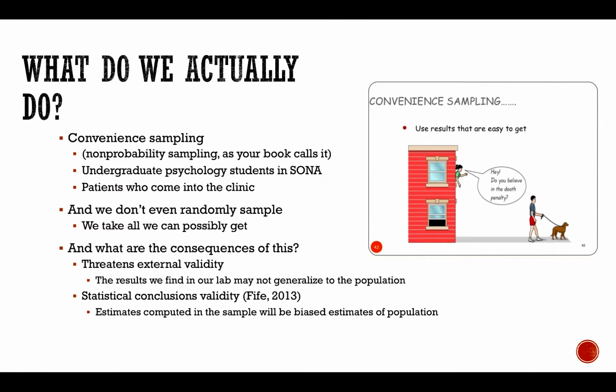Yeah, so my dissertation showed that statistical conclusion validity is also threatened if you use convenience sampling. And you guys saw that presentation a couple weeks ago. So estimates computed in the sample will be biased estimates of the population.